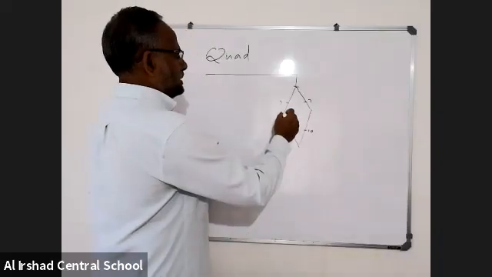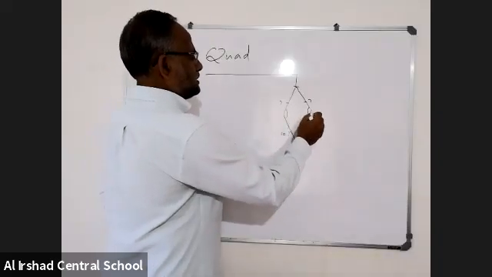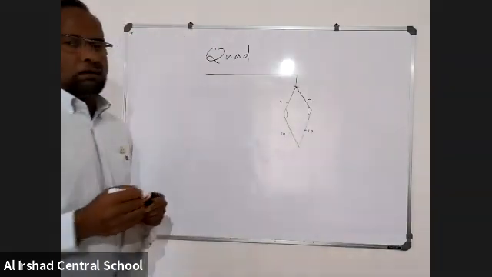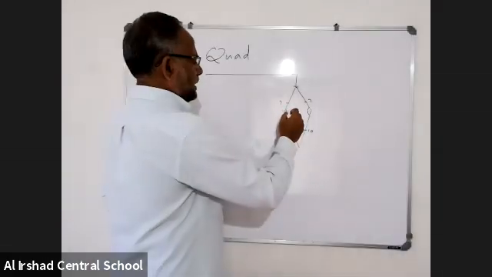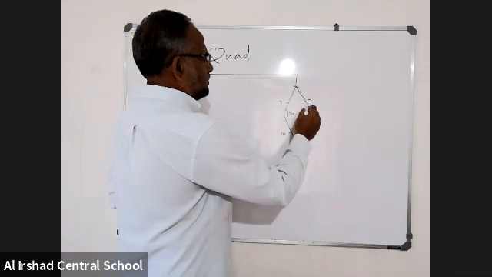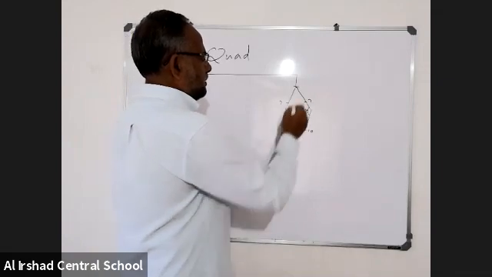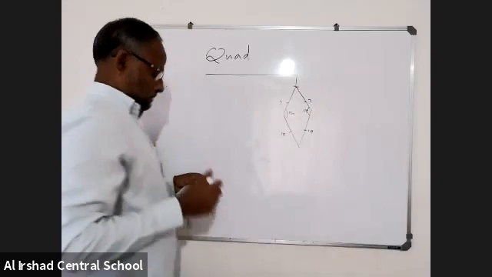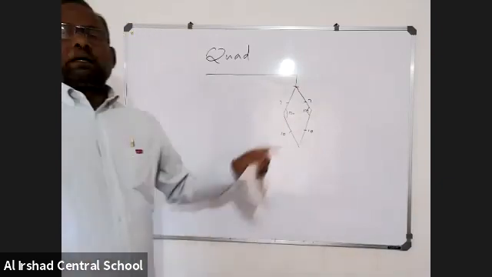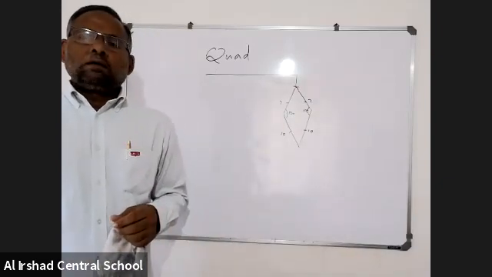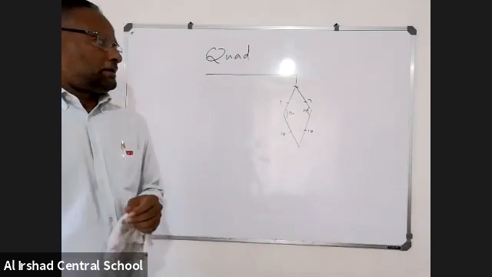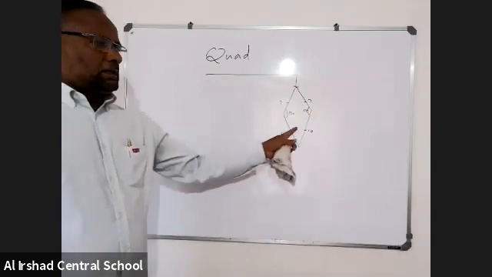Now one more property of the kite. One question is whether these two angles will be equal. Suppose it is 110 and this will be 120. We cannot say both are equal now. Only one pair of opposite angles is equal in a kite.